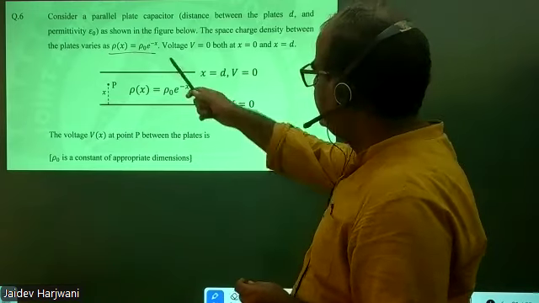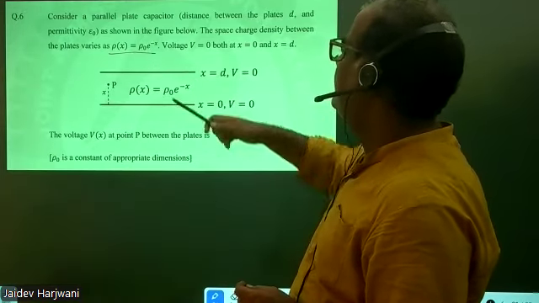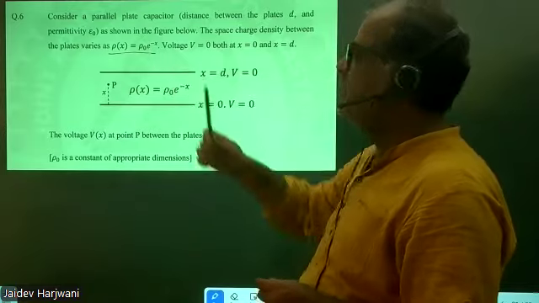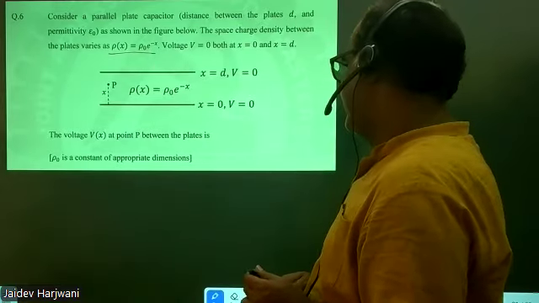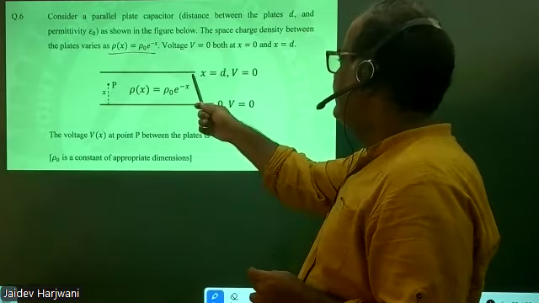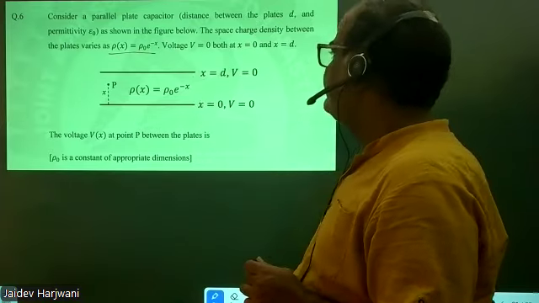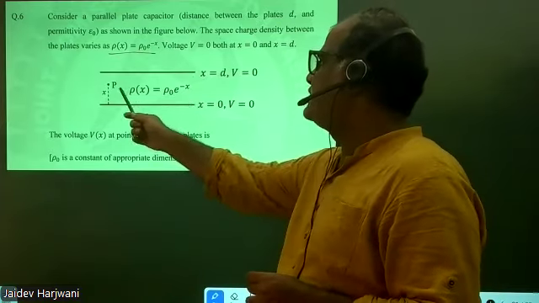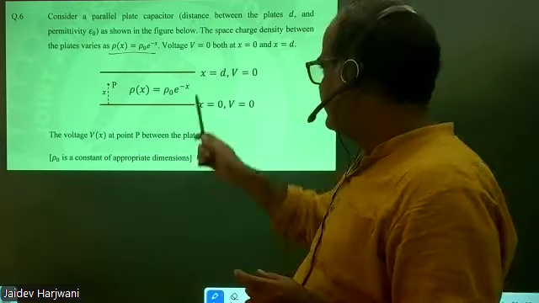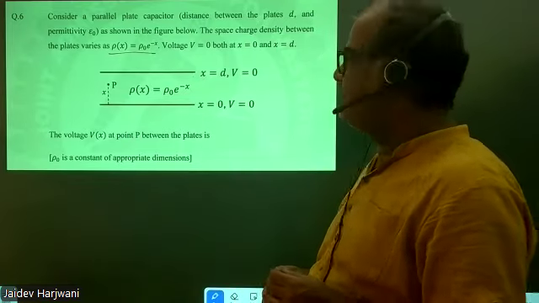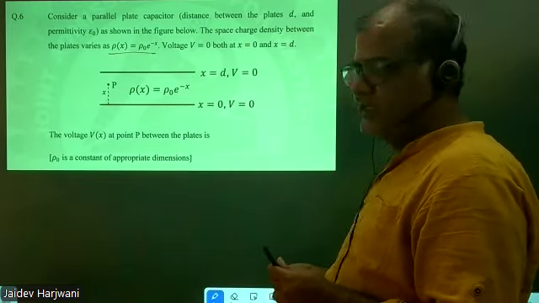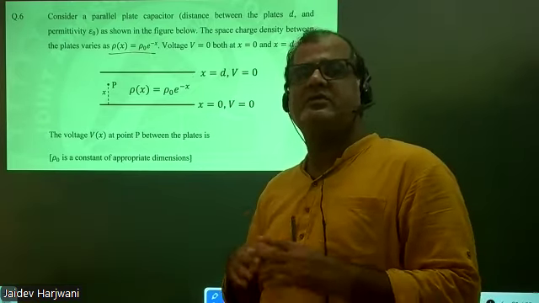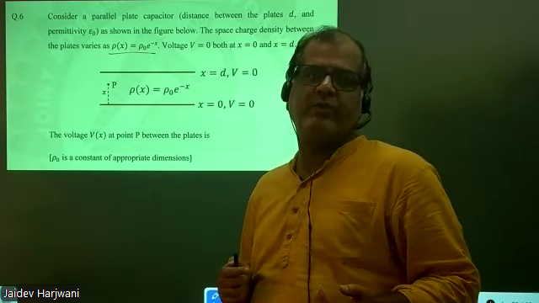In this problem, they say the charge density between the plates of a capacitor is given by rho naught e power minus x, and the potential at the boundaries are defined. Now we need to calculate the potential at P between the plates of the capacitor. So basically, you have the charge density and you need to find the potential.